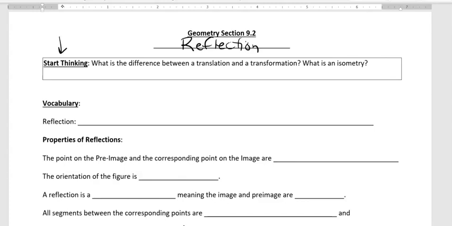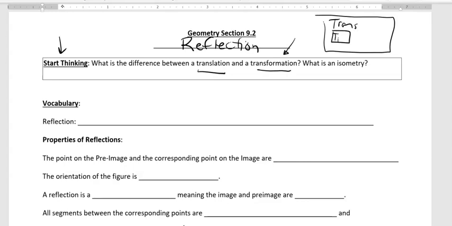Okay, the start thinking part says, what's the difference between a translation and a transformation? Can anybody tell me the difference? Like a transformation that changes size or something like that, or maybe shape. Okay, so this is a change of size or shape. Something else though. Which one is the more broad? Exactly. So a translation is a type of transformation. So if we were doing a Venn diagram, we would have transformation, and inside it would be a translation. Does anybody have any questions on that?